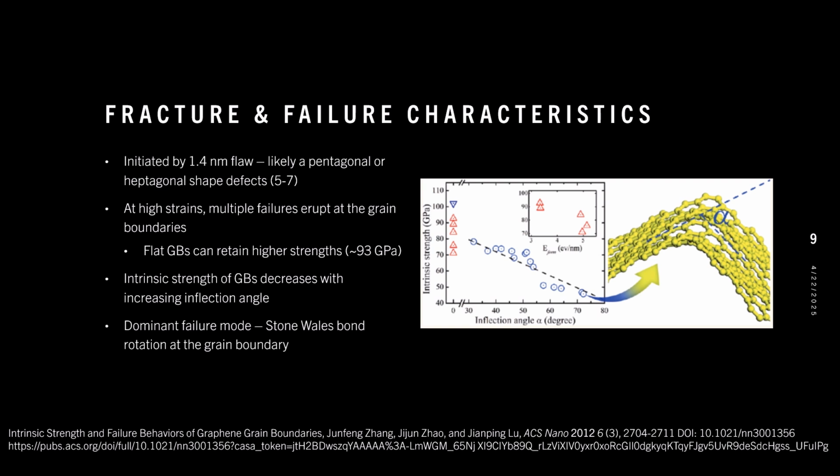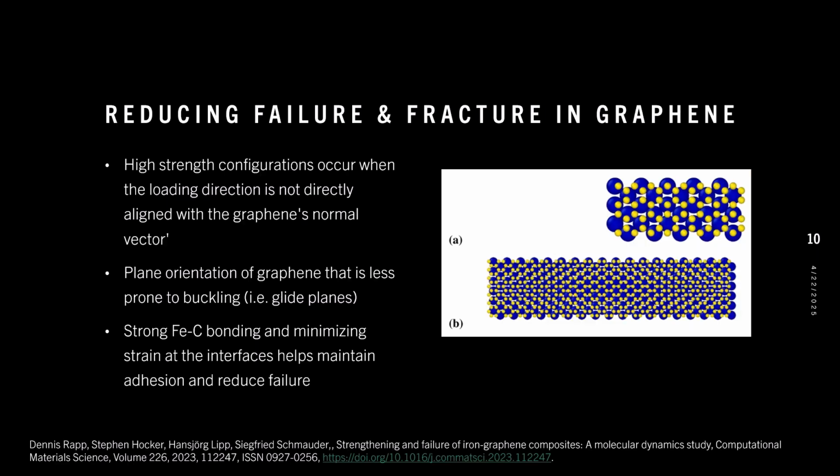As shown here in the figure, the grain boundaries in the red triangles can retain higher intrinsic strengths, reaching up to about 93 gigapascals. But as we increase the inflection angle, or the amount of bending at the grain boundary, seen on the x-axis here, the intrinsic strength drops off sharply. The dominant failure mechanism here is known as the Stone-Wales bond rotation, which occurs at the boundary and compromises the material's structural integrity. Flat grain boundaries are stronger, while more curved boundaries are weaker and more prone to failure.